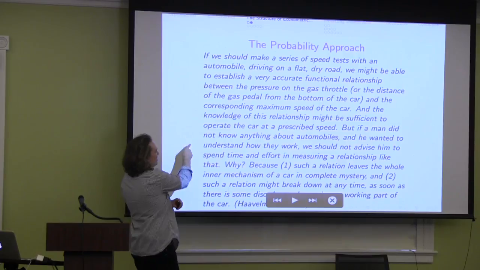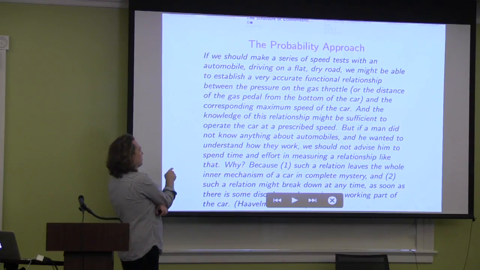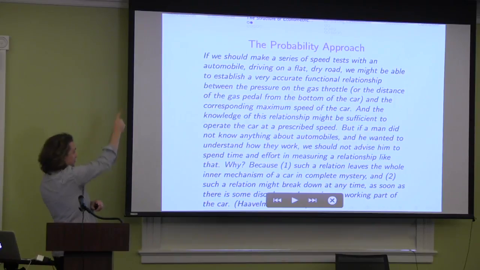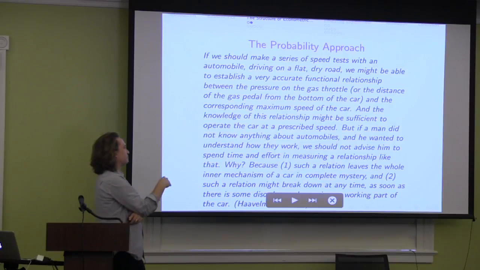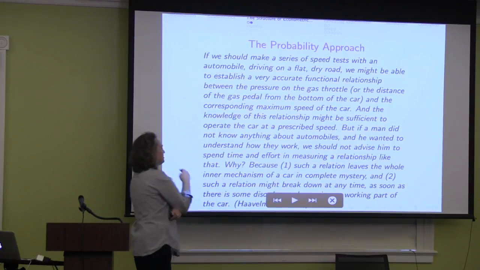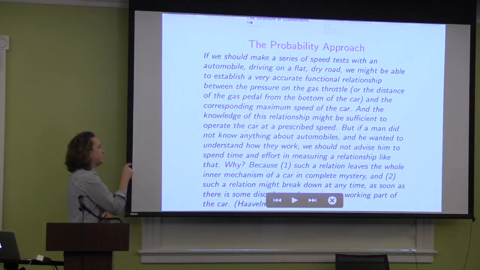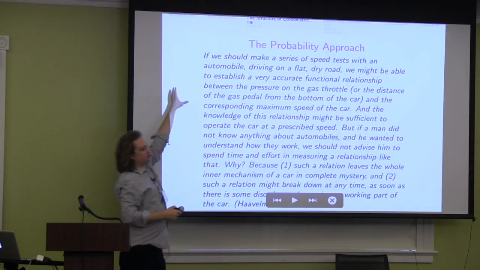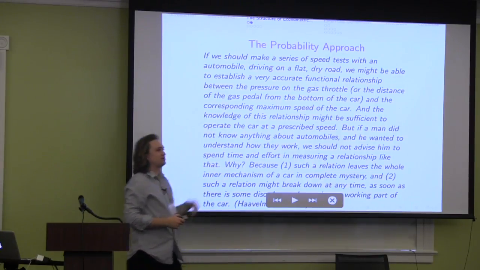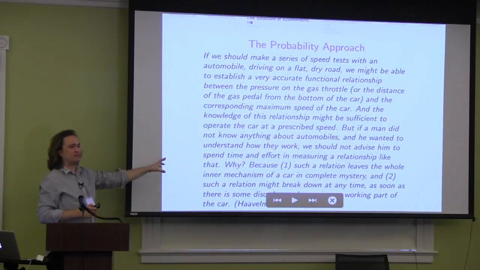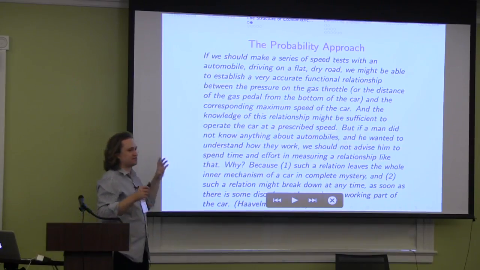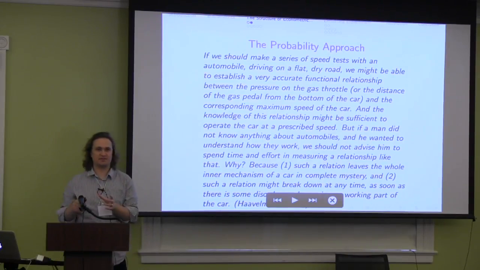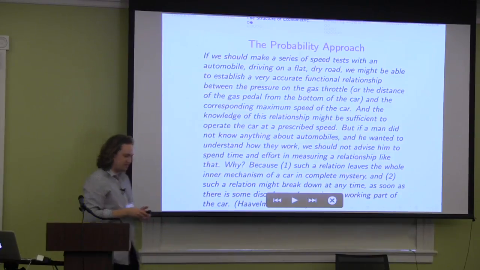But if a man did not know anything about automobiles and he wanted to understand how they work, we should not advise him to spend time and effort doing exactly that exercise. Why? Because such a relationship leaves the whole inner mechanism of the control of the car in complete mystery. And it's this inner mechanism part. And such a relation might break down at any time as soon as something changes in the system. So the idea is we could do this, but what we really want to do is this. We want to understand how a car works. I think it's illustrative here, right, that he's using an example from engineering. Very much the model in Haavelmo and the Cowles researchers' mind is engineering sciences and physics. That's the sort of knowledge we want to have in economics.